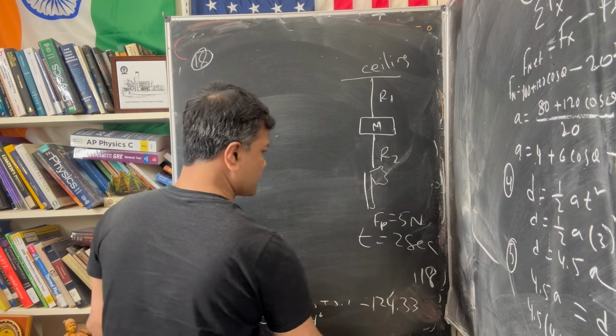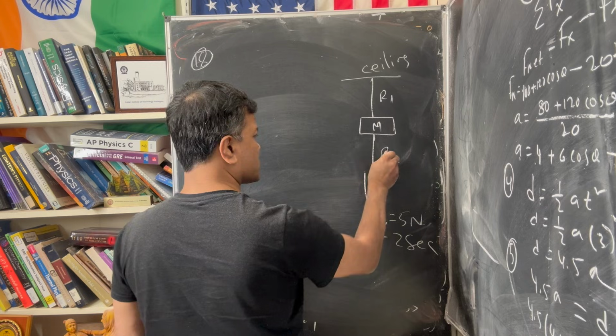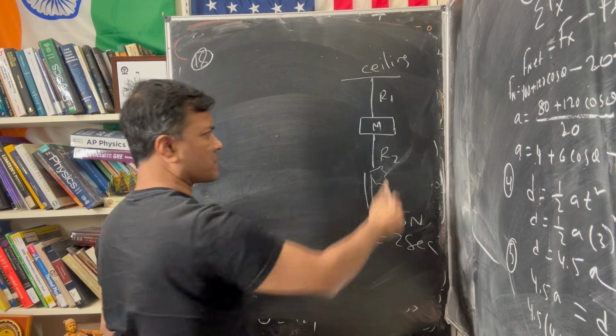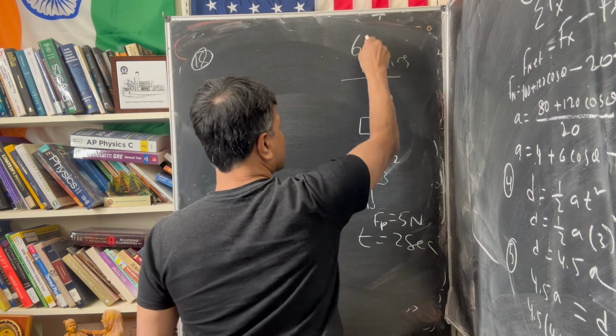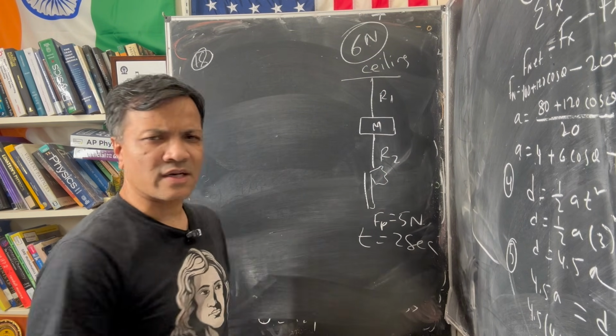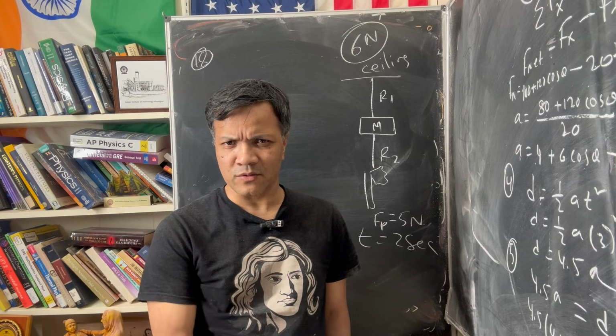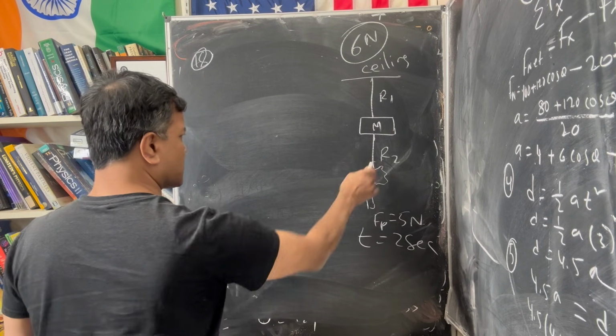Spending forever means that rope 2 was able to communicate with the mass, and with rope 1, and the rope breaking point is 6 Newton. The question is, you're going to draw a free body diagram and which rope will break. Very easy. Let's start with rope 2.